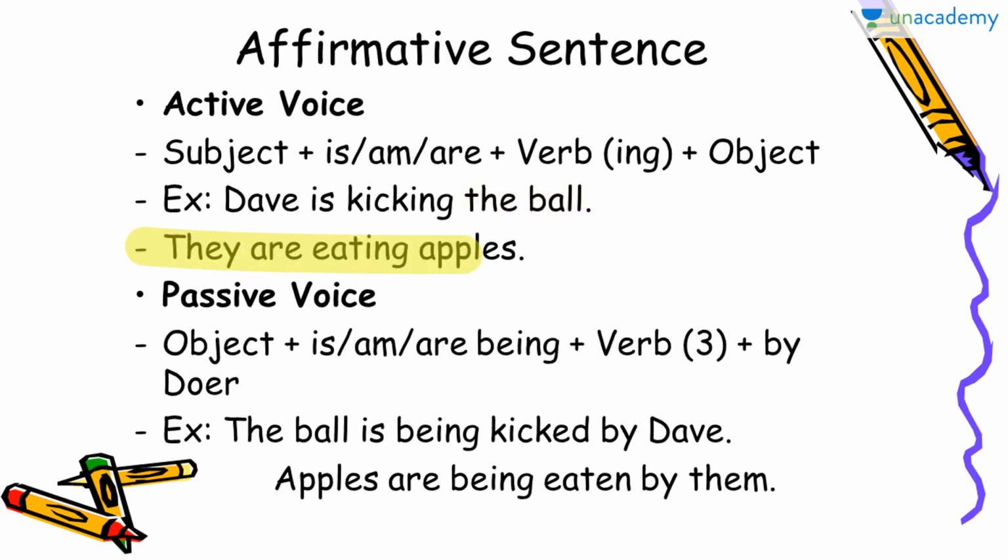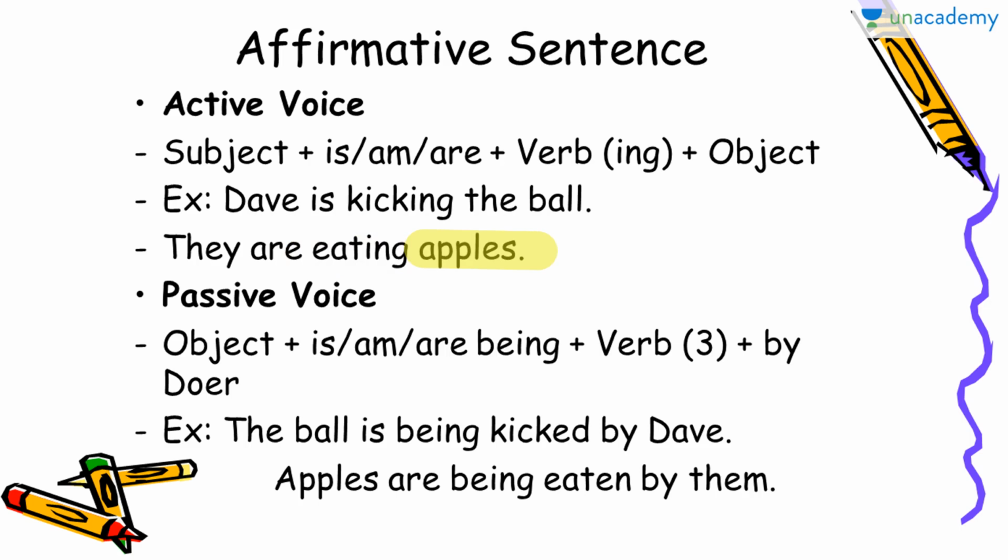Another example, they are eating apples. Some activity is going on. The persons or people who are doing it, it is a they, more than one. That's why are is used. Then eating. Eat plus ing, eating. So that is the verb ing form, and then what they are eating, apples. So in this manner, we get our sentence in active voice in present continuous tense.